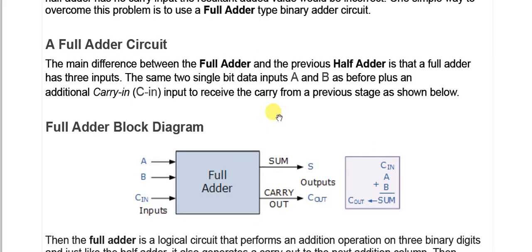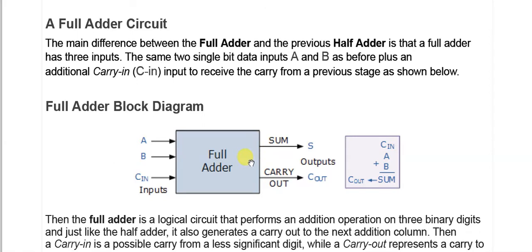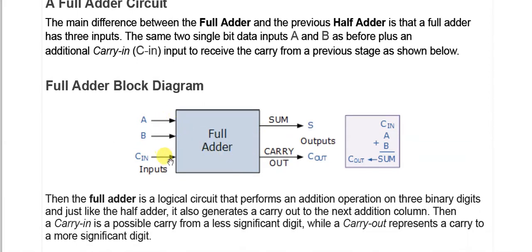The full adder has 3 inputs and 2 outputs: inputs A and B, and a carry bit, the carry in, from the previous column. Like the half adder, it adds 2 bits, and if a carry is forwarded, that will be taken by the full adder. So that's how it has 3 inputs and 2 outputs, which are again the sum and a carry out. So this is the very simple block diagram.